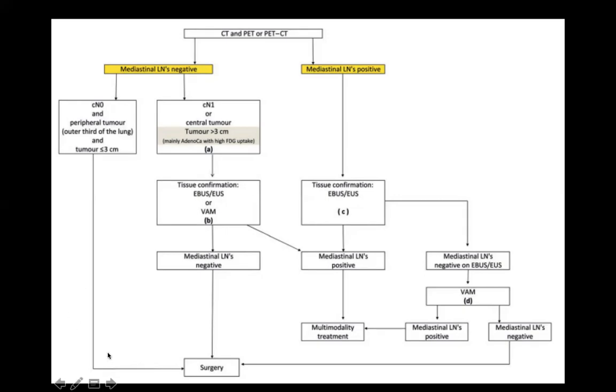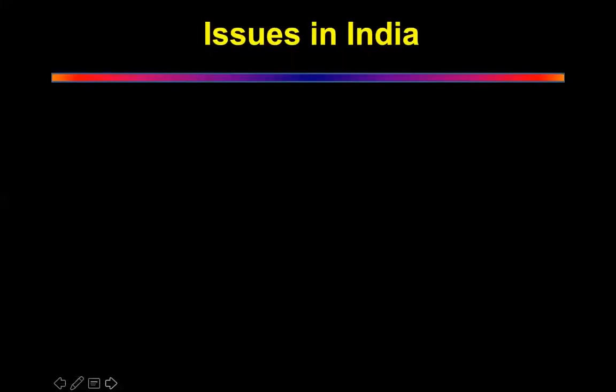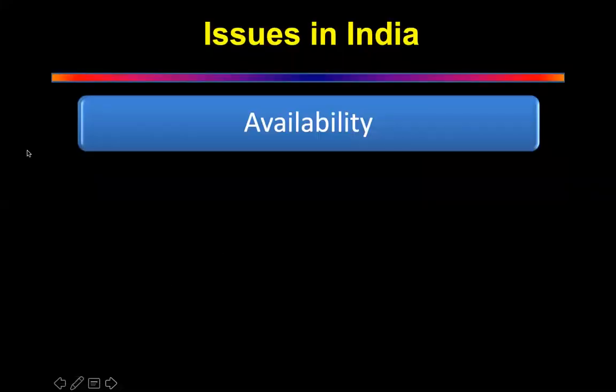And then sometimes you have to make decisions on availability of resources. Like if you don't have an EBUS in your city, then that's life. You can't do anything about it. Then you do a mediastinoscopy, that's a different thing. But if you want to follow evidence-based medicine, then this is the thing, in an ideal scenario. So issues in India are of course availability. That's the most important issue for all of you. But in an exam, availability is not something that you can talk about. You have to talk about what is the ideal management of the patient.